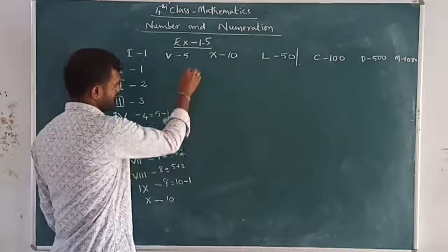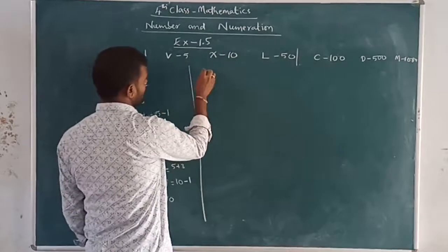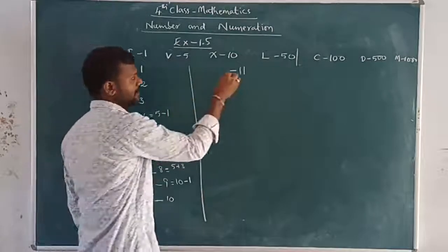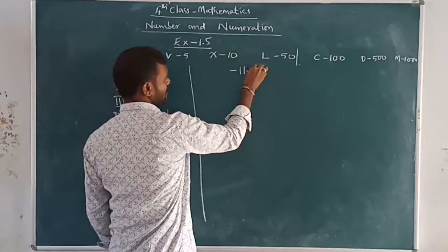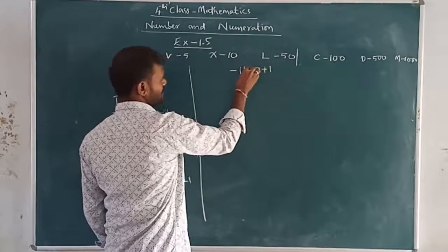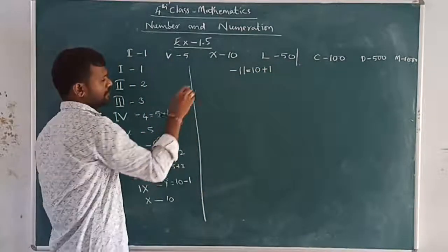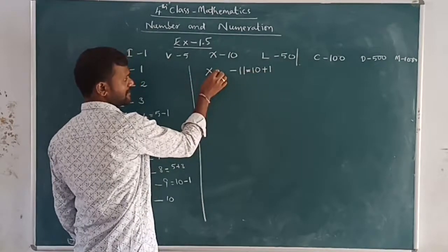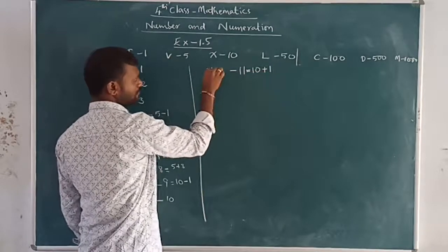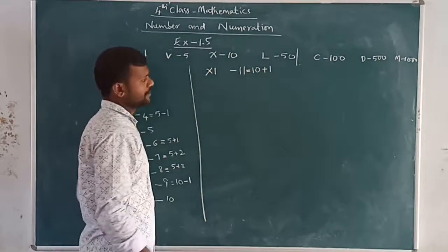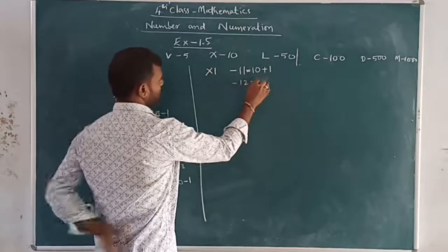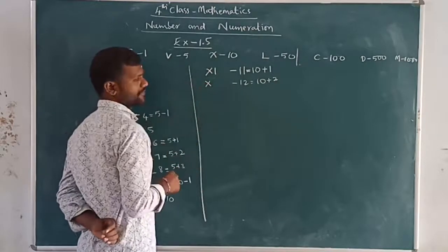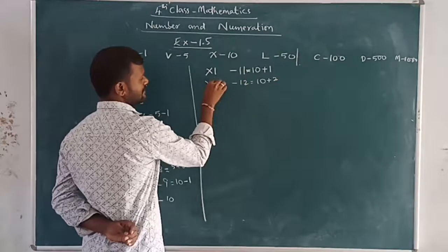Next, the second one. What is the second one? 11. So how can we write 11? 11 is closer to 10. So how can we write it? 10 plus 1 is nothing but 11. 10 means nothing but X. Plus means on the right side you have to write the smaller number. How much? 1. So 10 plus 1, 11. Next 12 is there. How can we write 12? 10 plus 2, 12. 10 means X. And next plus 2. Plus 2 means on this side you have to write 2.